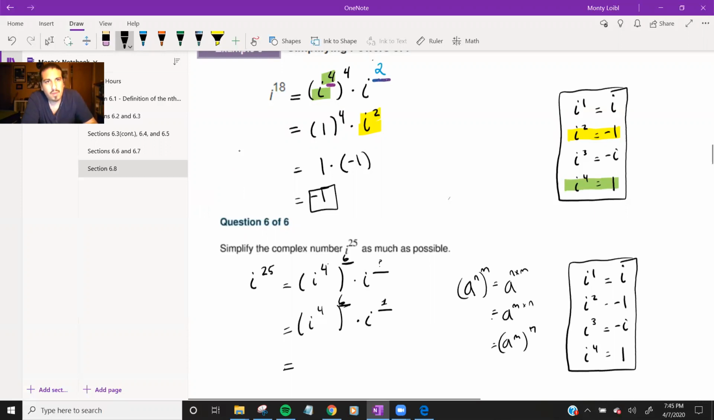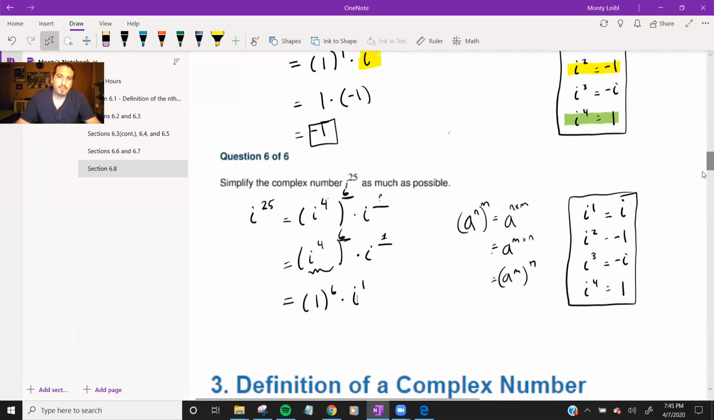So again, we now have, this right here is 1, so we've got 1 to the 6th power, and we've got i to the 1st power. So moving down a little bit further, this is 1 times i, or just i, like that.